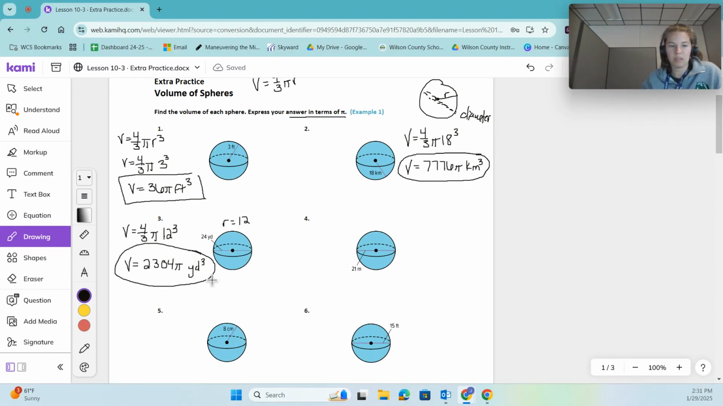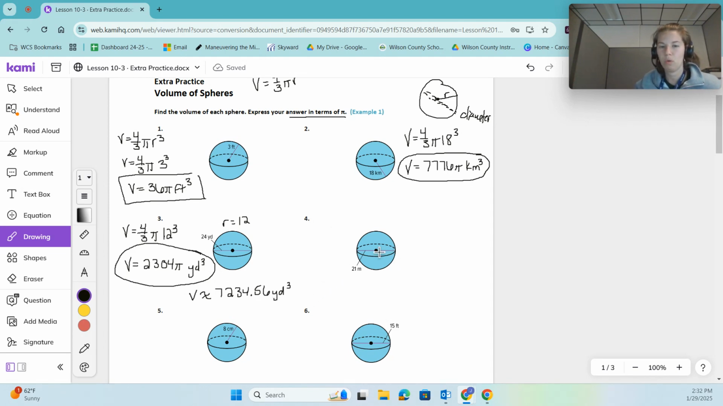Now if they asked me to estimate that, I would take that 2,304 times pi, or 3.14, and that would be approximately 7,234.56. If it asked for that, I would multiply that out, and my volume would be approximately equal to 7,234.56 yards cubed. Now, if you answer this way and they ask for it in terms of pi, they will mark it wrong. So make sure you pay attention to what it's asking. I just wanted you to see how it would be written the other way.